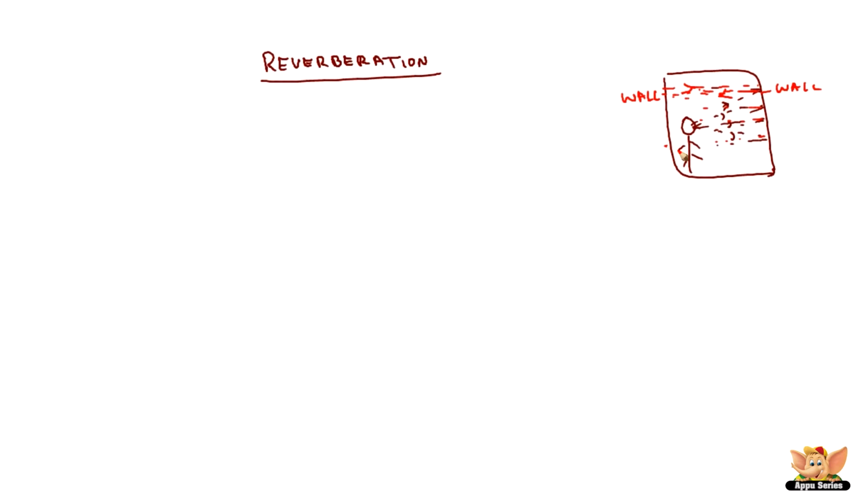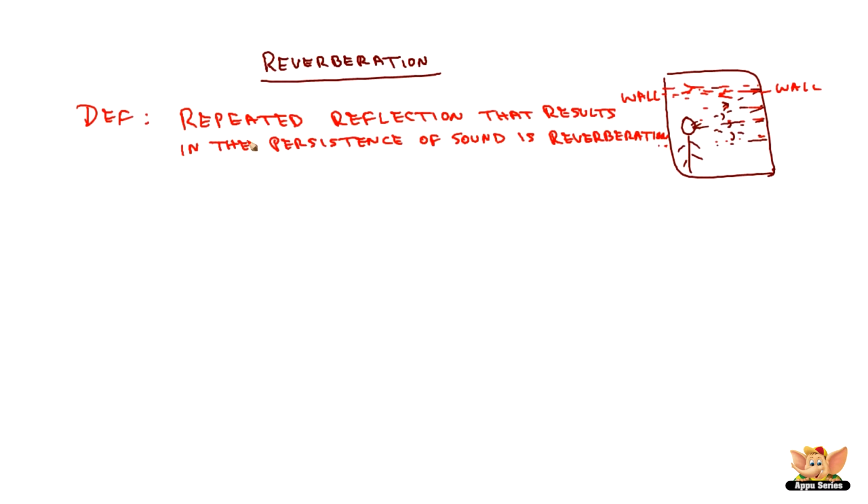So how do we define reverberation? The repeated reflection that results in the persistence of sound is reverberation. So we are hearing the sound because of the repeated reflections. So that repeated reflection that results in the persistence of sound is reverberation.